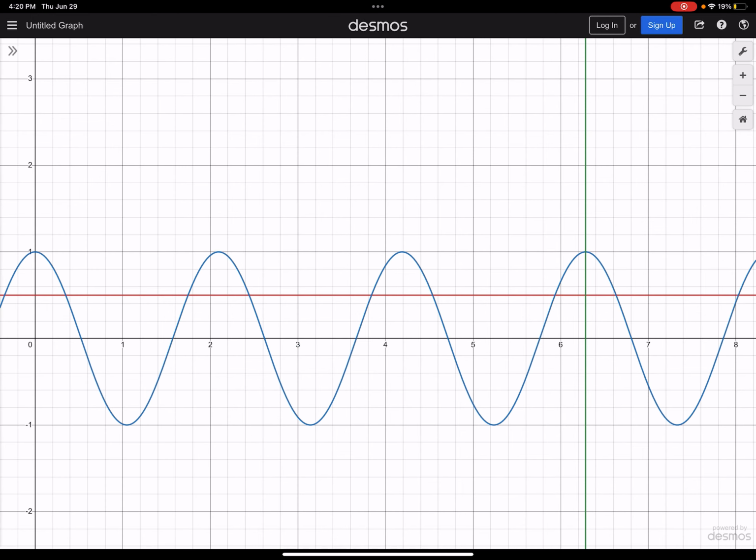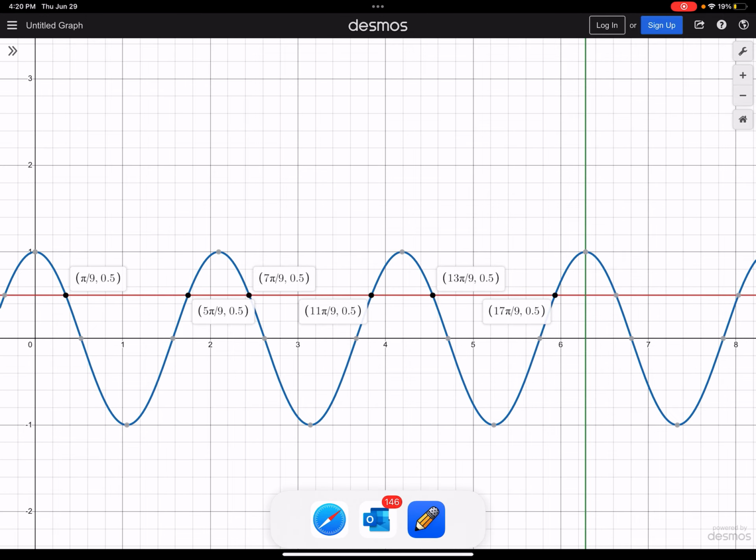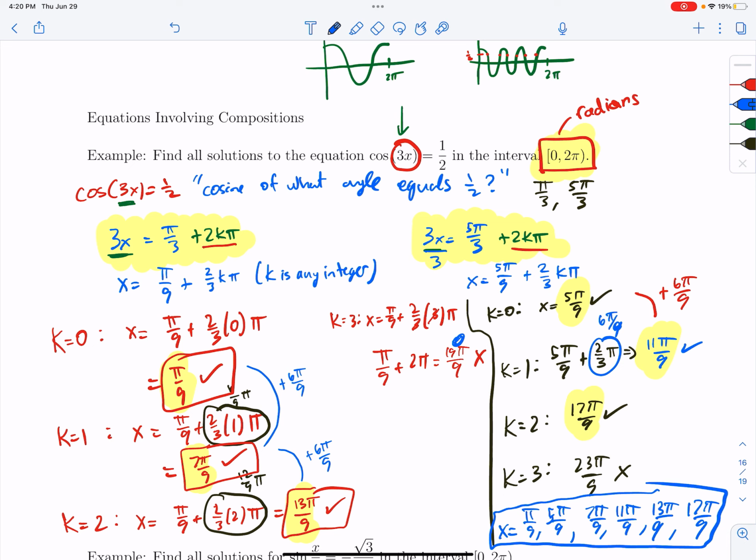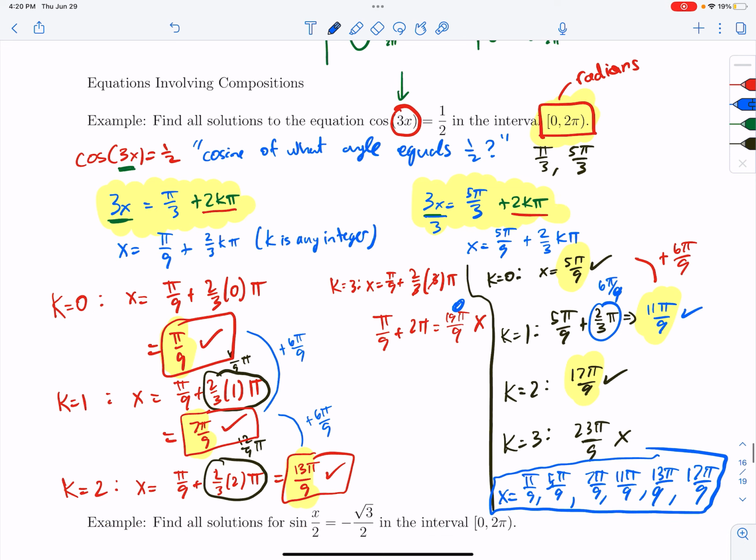All right. So what we can see is that I have all of these locations where those two graphs are intersecting. And pi over 9, 5 pi over 9, 7 pi over 9, etc. So we see those 6 values where the curve of the cosine graph is hitting that horizontal line. Okay, so let's do a couple more examples here.